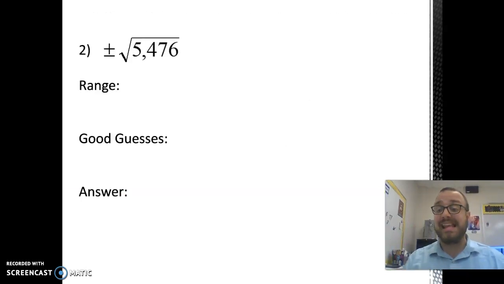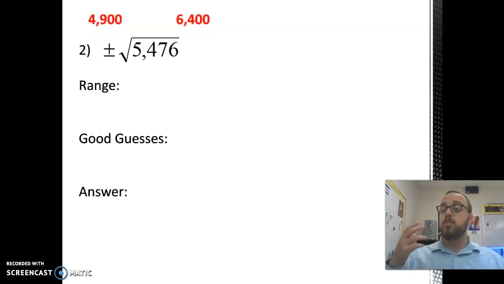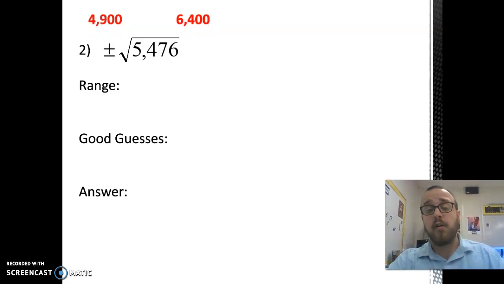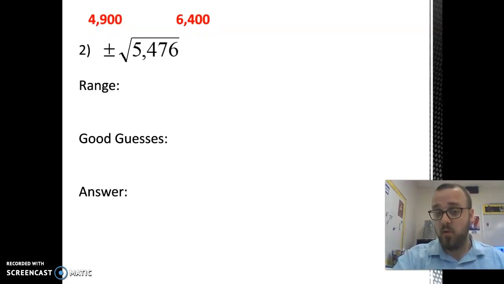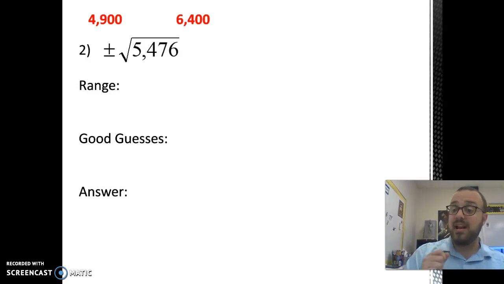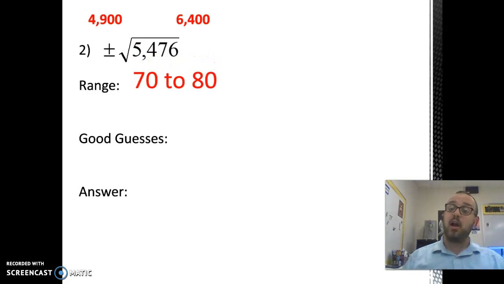So the first thing is I need these perfect squares to surround this to give me this range that I'm looking for. And in this instance, the two perfect square numbers I'm looking for are 4,900 and 6,400. So that means 4,900 is 70 times 70, 6,400 is 80 times 80. The answer to this problem is going to be somewhere between 70 and 80.